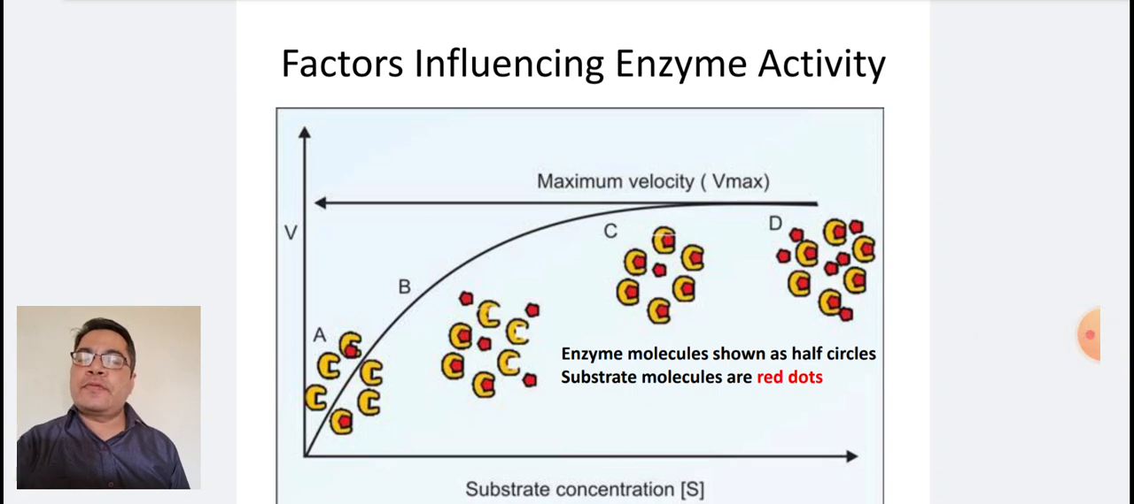In this graph, we can see that substrate concentration is plotted against velocity, and the maximum velocity is at point D, and after D, the curve flattens. Enzyme molecules are shown as half circles, and substrate molecules are red dots.